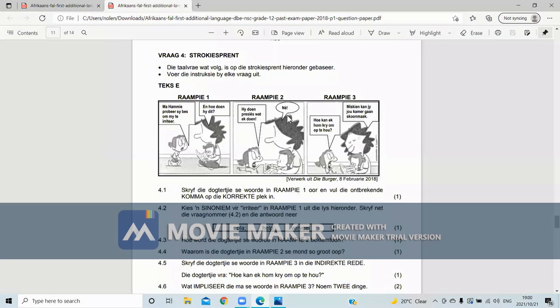And she's like, nee. Okay, and then the child says, hoe kan ek kom kry om op te hou? How can I get him to stop? And then the mom says, maybe you can go clean your room. That's funny. That's clever.